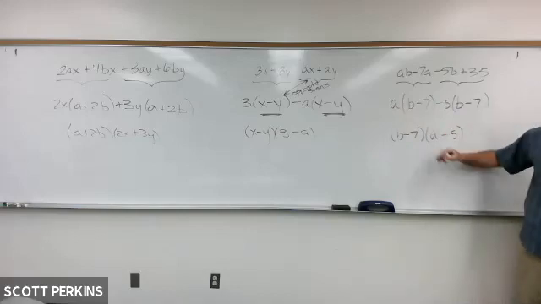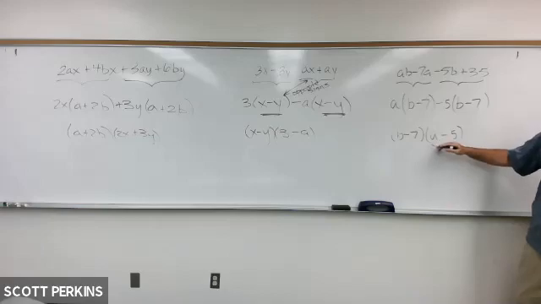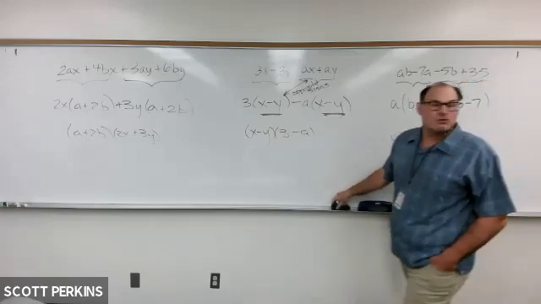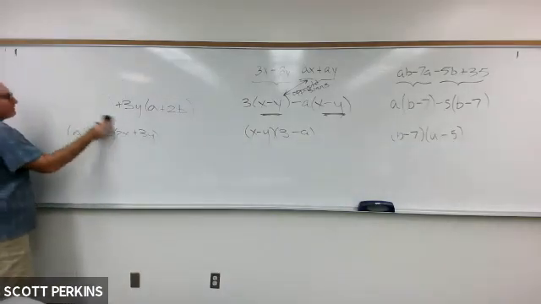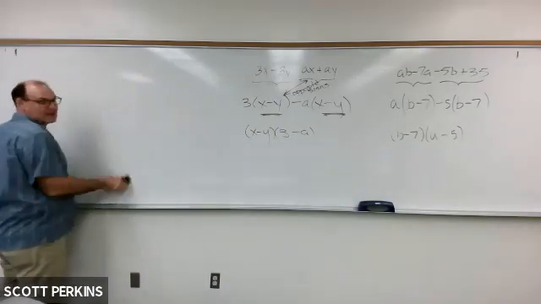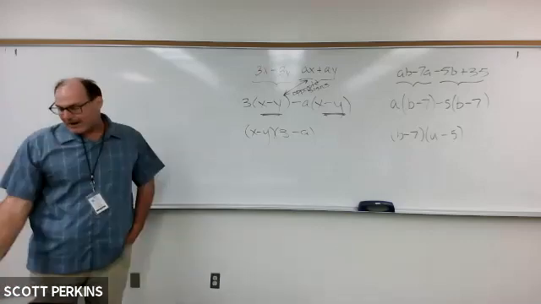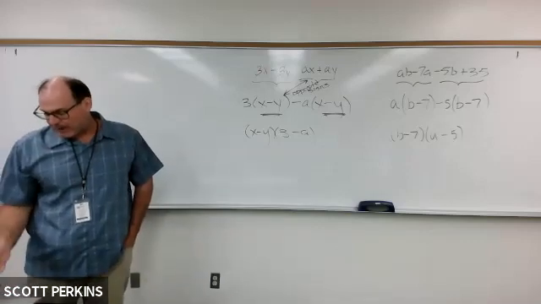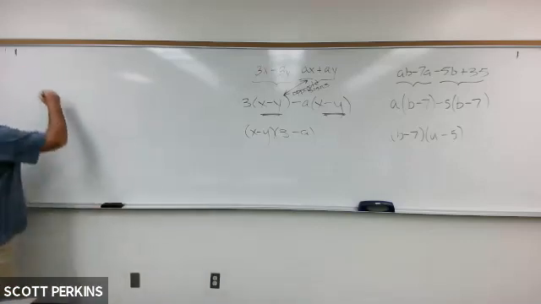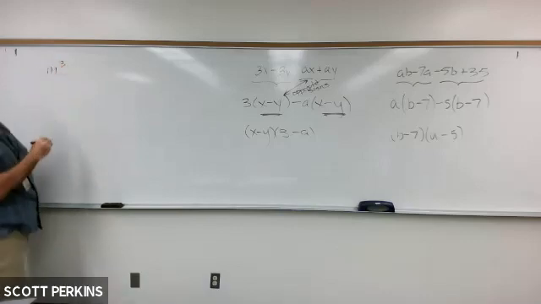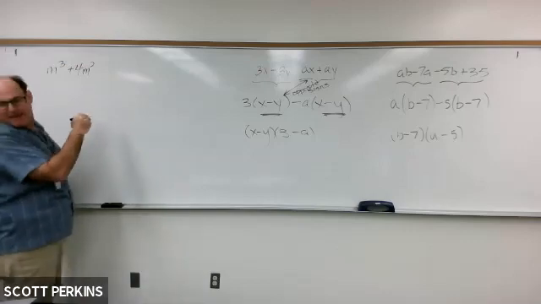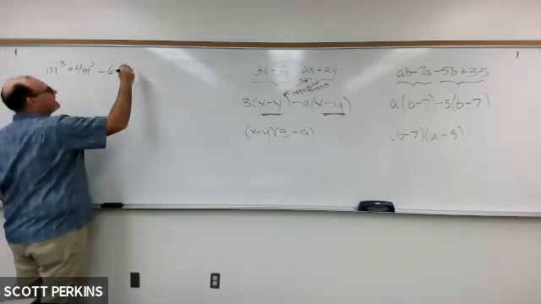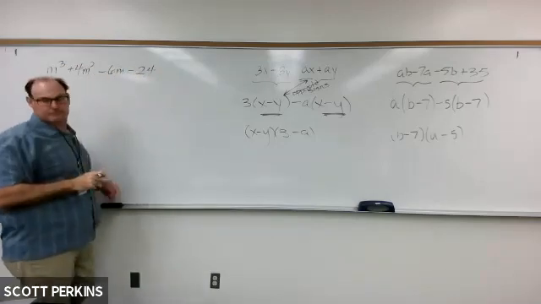Any of these you can be checking, do your first, outers, inners, last. When you leave this next test, you should leave knowing whether you got a problem right or wrong, because you can just real quick multiply those two things back together and see how you did. All right, one more problem. m to the third plus 4m squared minus 6m minus 24.